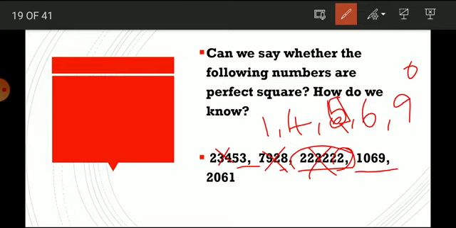Here 1069 ends in 9. But just wait, here it is 1. After that, we can't conclude this is a perfect square, from the units place only. This is step 1: we check whether the units place is 1, 4, 5, 6, 9 or 0. We check that first, and after that we do something else, and only then can we find out whether this is a perfect square or not.